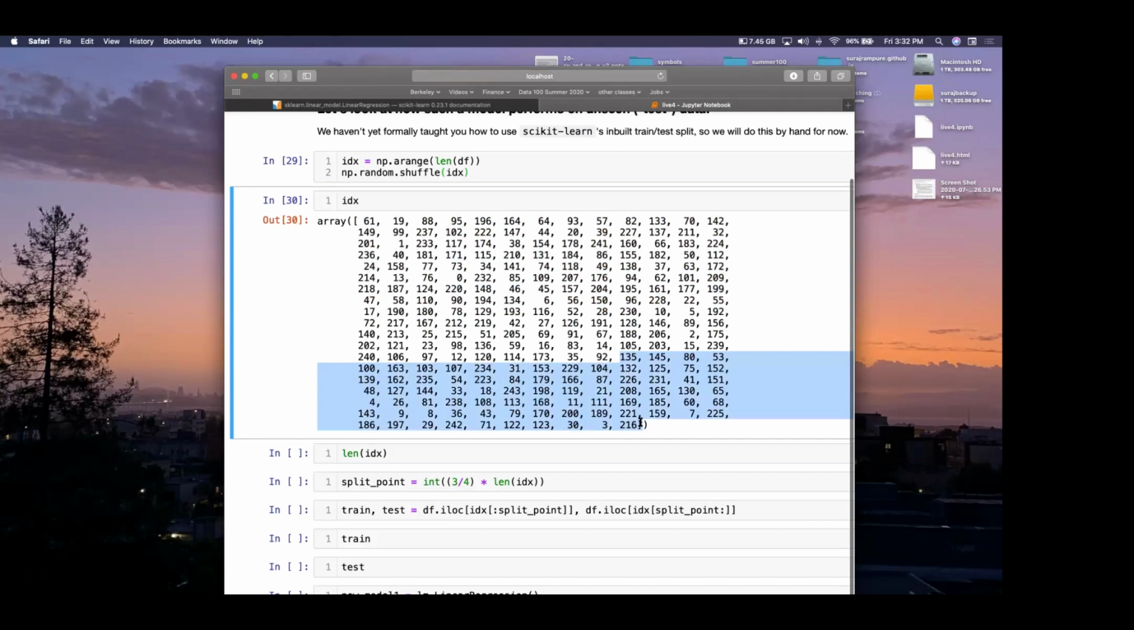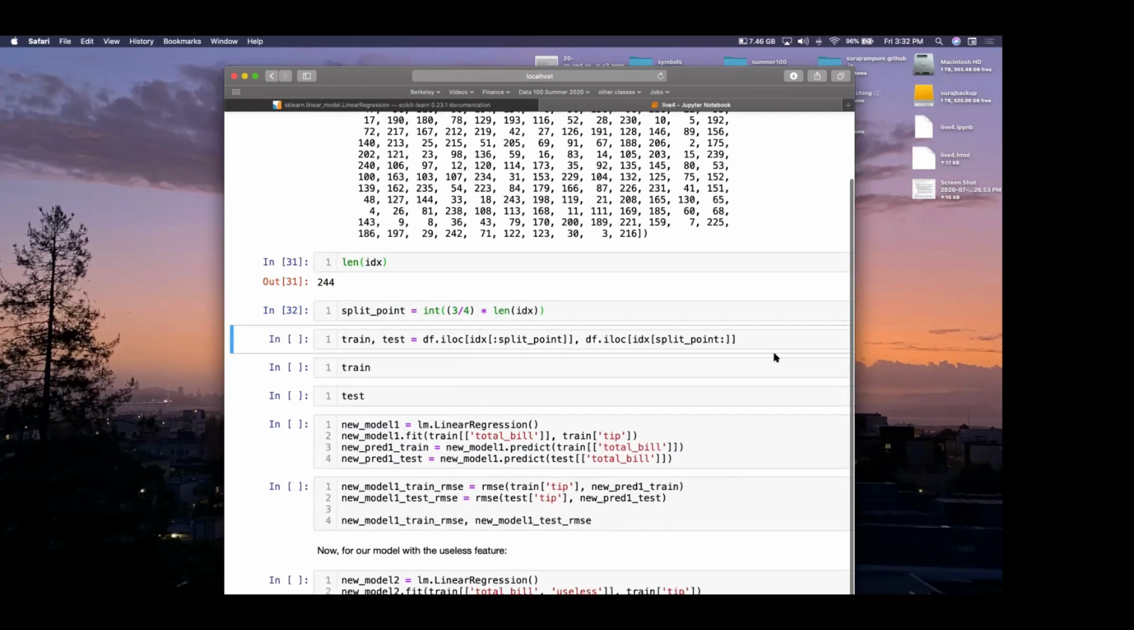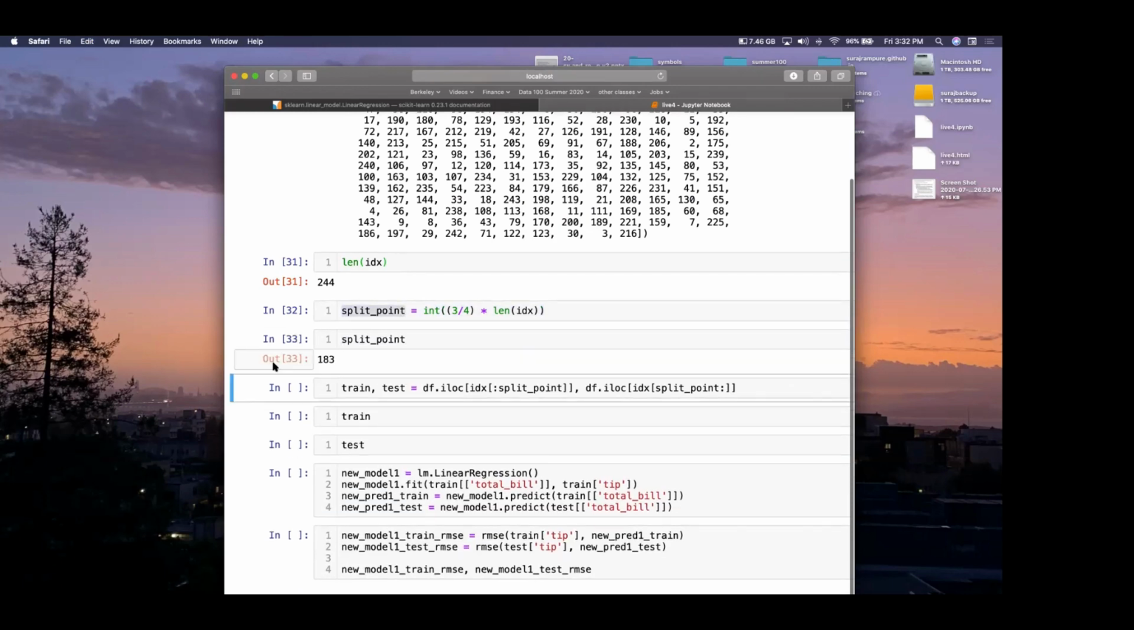Visually, that was probably like 2/3 and 1/3, but it's fine. I'll take the last quarter and say that that's my testing data, okay? The reason we're shuffling it is because we want to get rid of any potential unseen biases that there may be due to the pre-existing ordering of our data set. Okay, so split point is just going to be the point that's 3/4 of the way through my data.